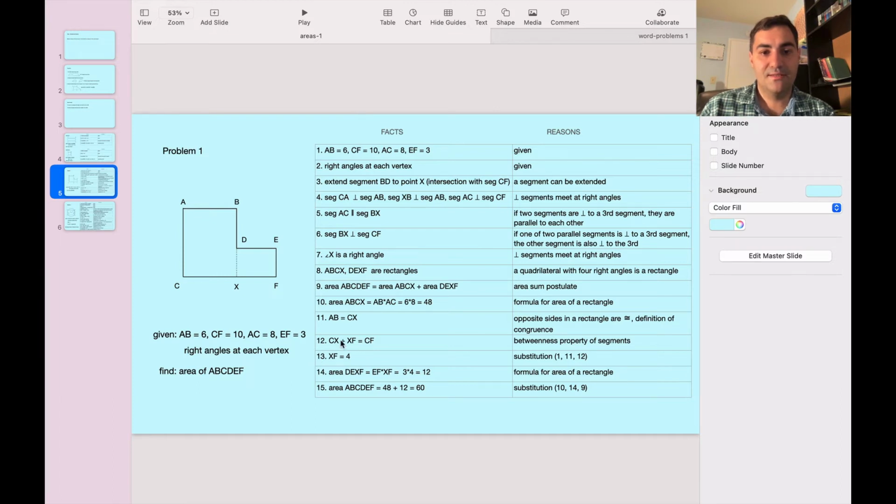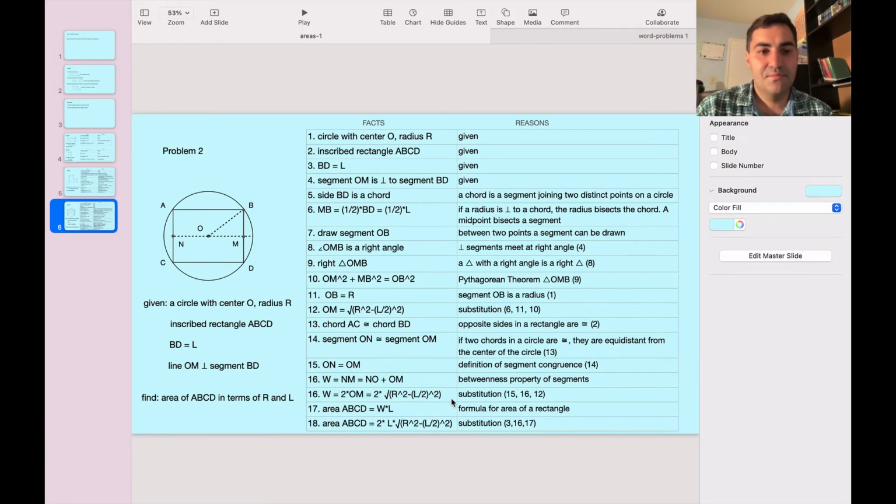AB equals 6, so CX is equal to 6 too. XF equals 4. So the area of DEXF equals the length of EF times length of XF. So 3 times 4 equals 12. So the area of this whole figure is going to be 48 plus 12, which is 60.